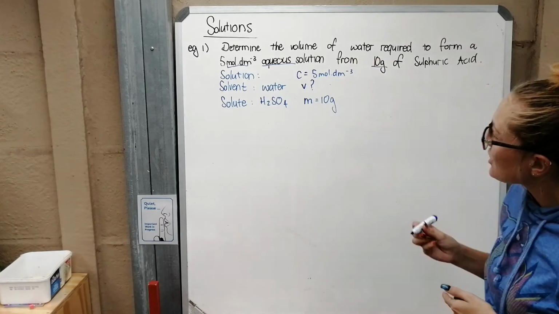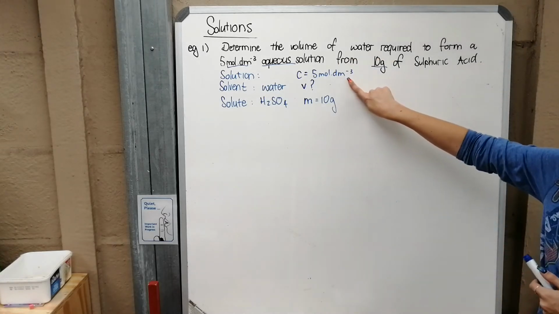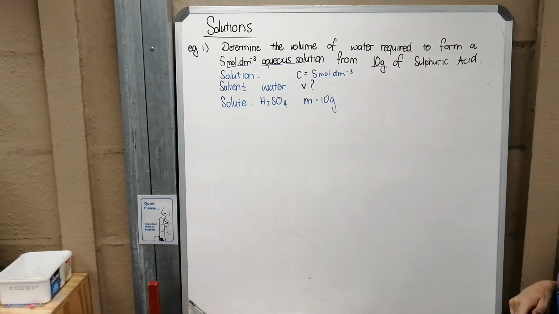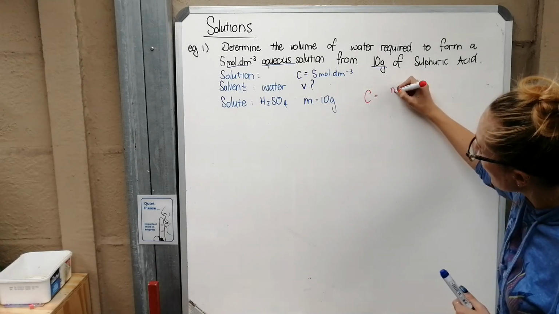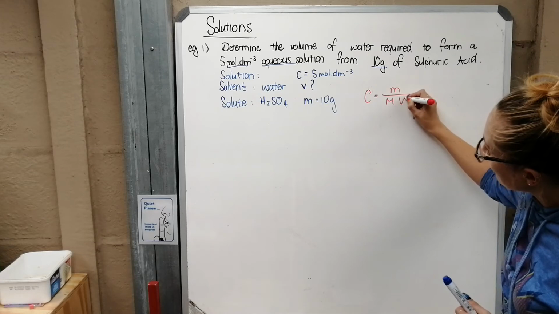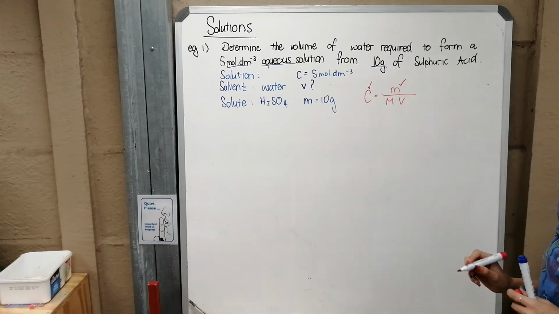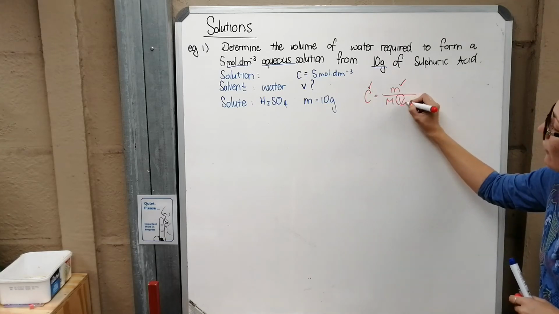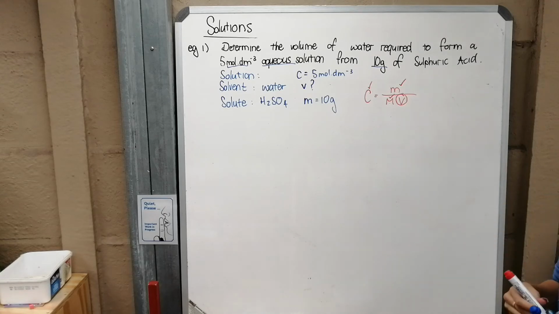Okay, now let's first quickly check, is everything in the correct units? Yep, that must be in grams and that must be in moles per dm cubed. So we can jump straight into figuring out how we're going to solve this problem. We've got mass, we've got concentration, we want volume of solvent, and we have a formula we can use there. We can use C is equal to m over MV. We know the concentration of the solution, we know the mass of the solute, we want the volume of solvent, and we can quite easily determine the molar mass of our solute.